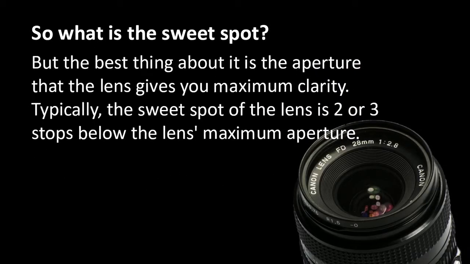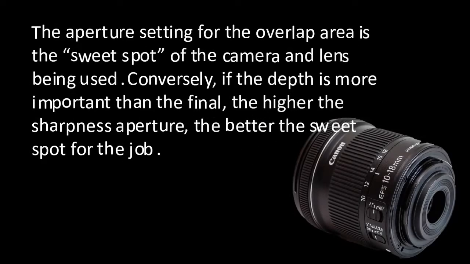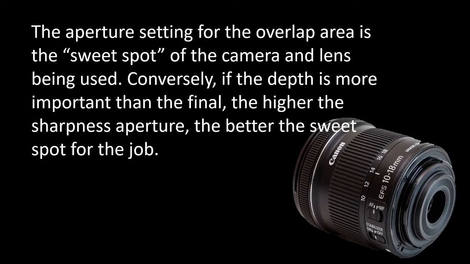So what is the sweet spot? The sweet spot is the aperture at which the lens gives you maximum clarity. Typically, the sweet spot of the lens is 2 or 3 stops below the lens maximum aperture. The aperture setting for the overlap area is the sweet spot of the camera and lens being used. Conversely, if depth of field is more important than sharpness, a higher aperture is the better sweet spot for the job.